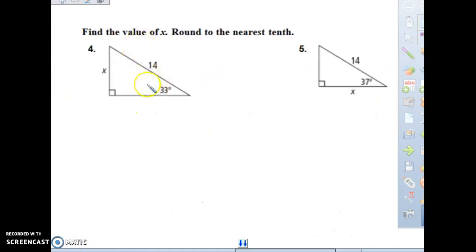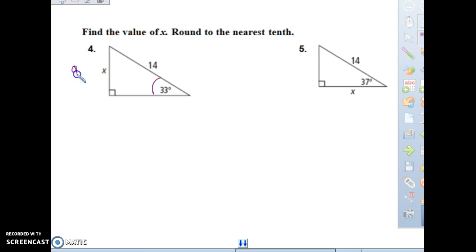So let's get to the real math. Here's a triangle where we have an angle measure. Right angle, we're given the hypotenuse, and we're trying to figure out the measure of this leg. So we're going to use our trig function, SOH CAH TOA. So I'm going to figure out what relationship I can use. I'm going to mark my angle. I'm looking for the relationship with 33 degrees and x.